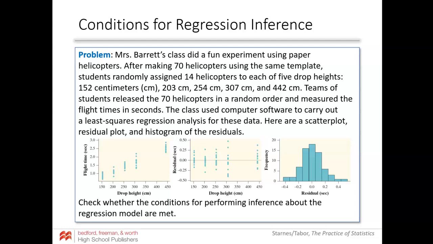And then there's various drop heights. Teams of students released 70 helicopters in random order and measured out their flight times. So you'll notice at each of the drop heights, there's like a bunch of dots, bunch of dots, bunch of dots. And then here's the residual plot for that same data.